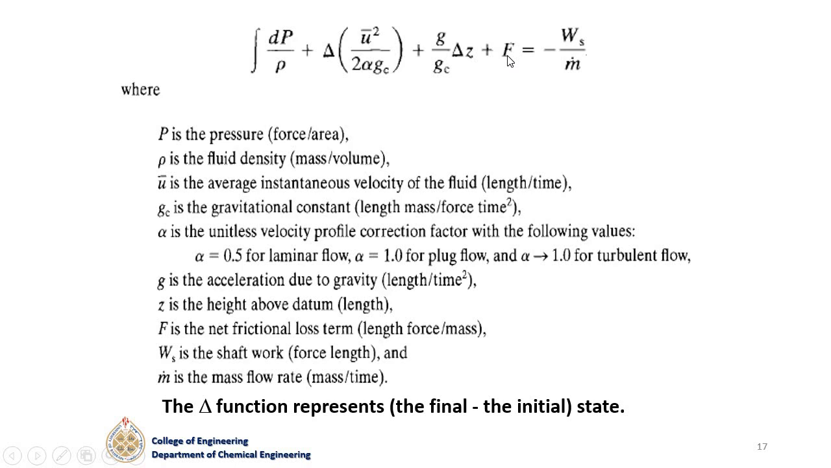So this friction loss could be because of the entrance, or it could be of the exit, or it could be more than that. And then we have a shaft work, and that is the mass flow rate, m dot, the one that we would like to calculate. So this is what we have in our terms. In this case, what do we have?